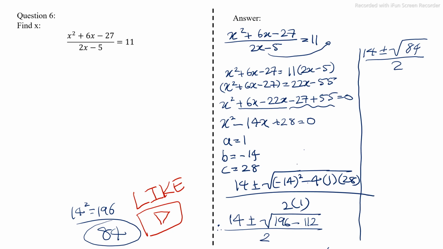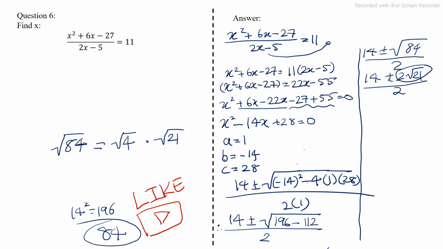So root 84 actually equals 2 times root of 21. So 14 plus or minus 2 times root of 21, divided by 2. Now, how did I find this 2 times root of 21? Well, it's actually not hard. 84 equals 4 times 21, so root 84 equals root 4 times root 21. We know it's 2 root 21 because root 4 equals 2. Okay, so you know that.